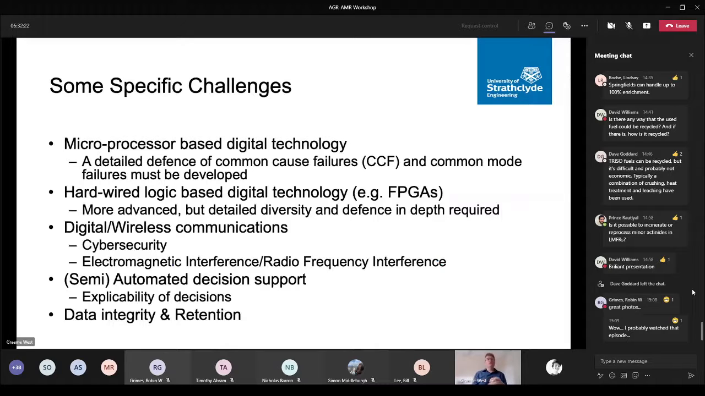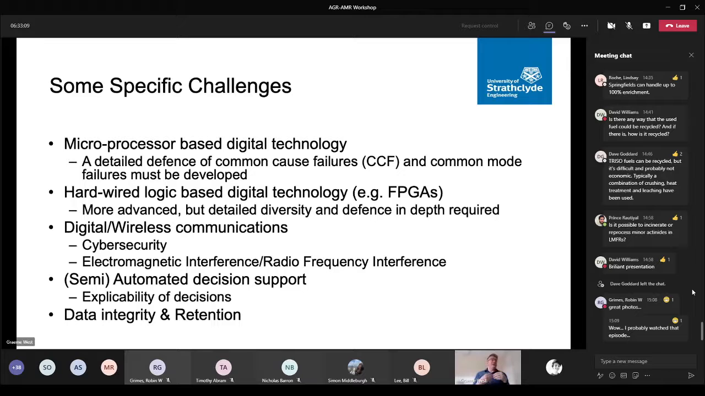Okay, so drifting on to some specific challenges around these digital technologies. These are specifically instrumentation and control challenges. We have problems which haven't really been addressed in terms of the use of microprocessor-based digital technology. Back in the day, we were very happy with analog, and we knew where we were with analog. There's been that halfway house of field programmable gate arrays and hardwired logic-based digital technology, but there's still a requirement for an increase in the diversity and defense in depth.